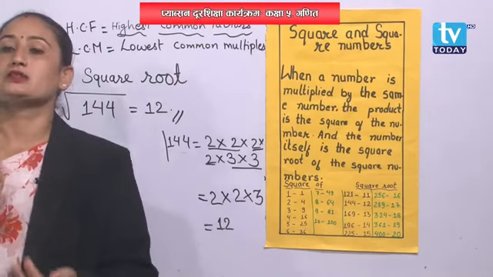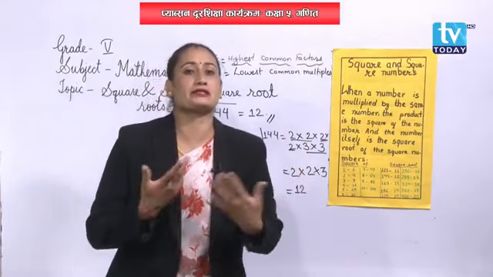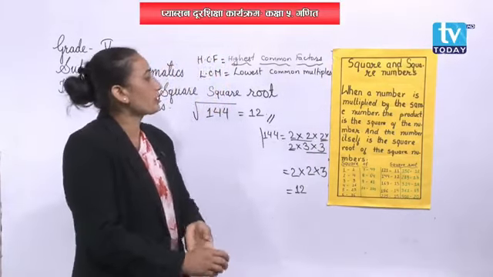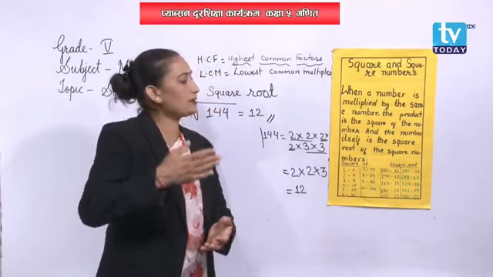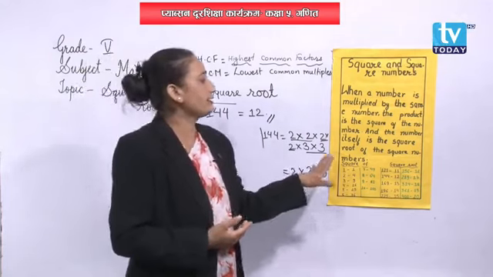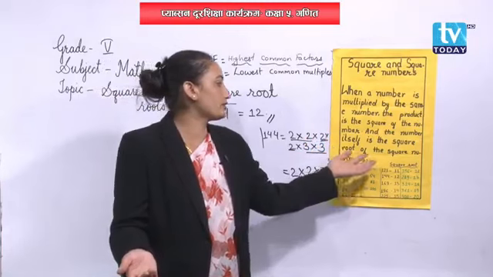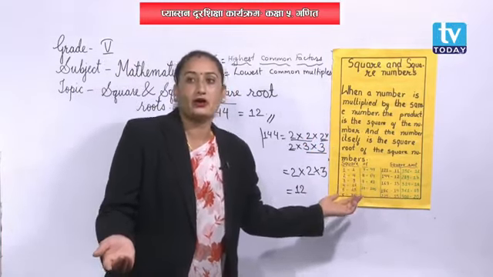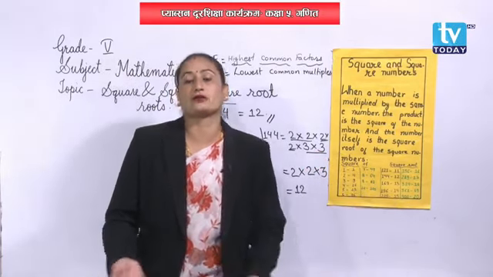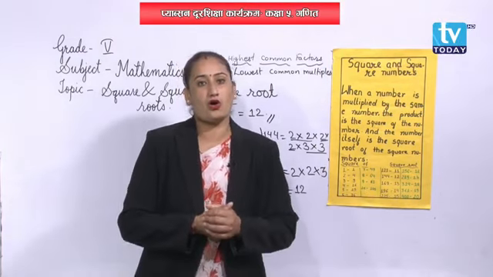Right students? So in square, how to find the square numbers? It's to multiply a number with itself, right? Let's have a look once again at this chart. When a number is multiplied by the same number, the product is the square of the number. And the number itself is the square root of the square number. So, from here, we have found the squares of 1 to 20 and the square roots as well. I hope you understand all this.